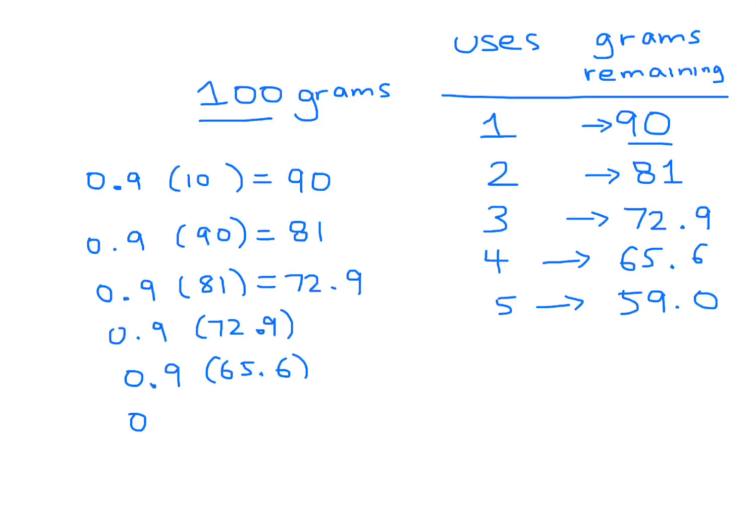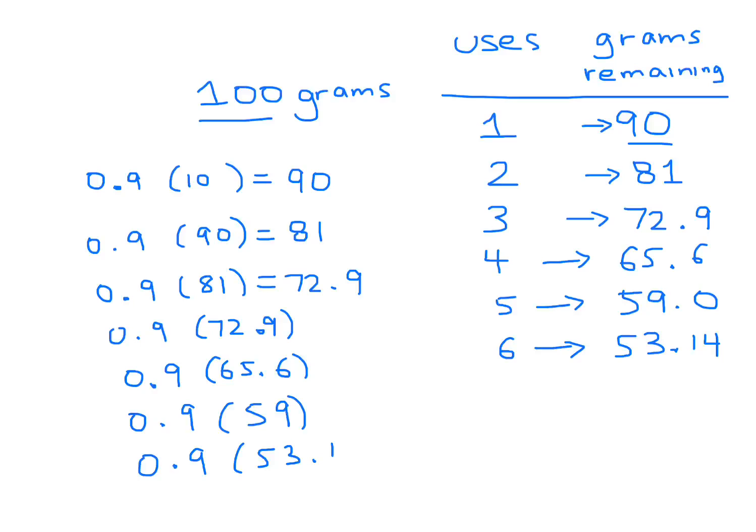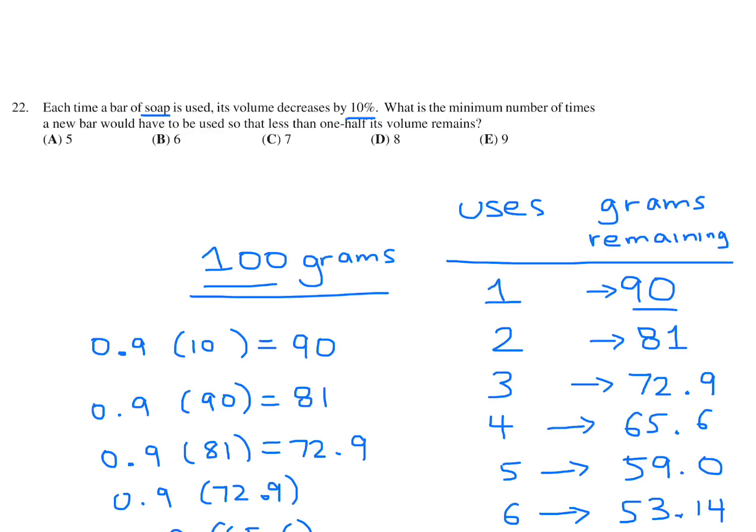I think we should get it within the next couple of uses. So 0.9 times 59 gives you 53, so we're almost there. We're still not halfway. We're close. And then the last one, I believe, should do it. 53.1. After the 7th use, you get to 47.8. So it takes 7 uses of this bar to get below 50% of its original weight. So that would be choice C.